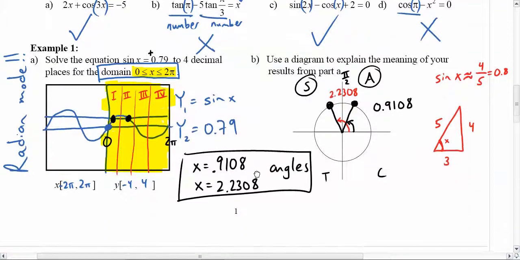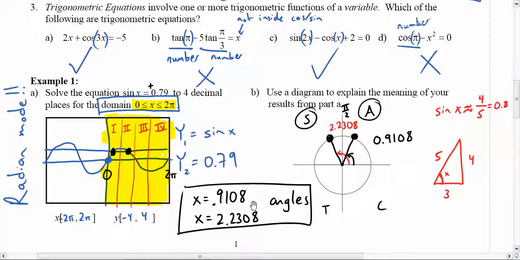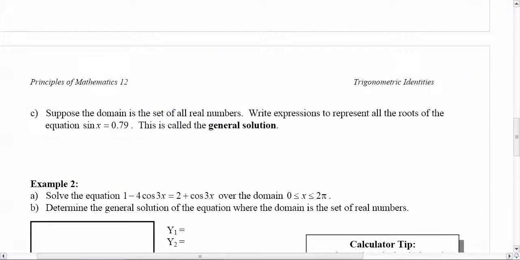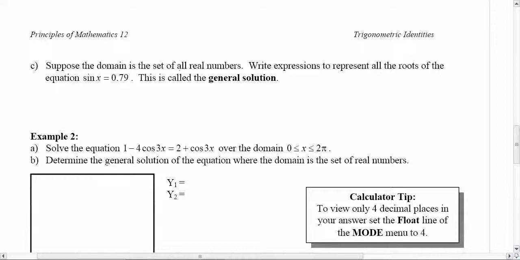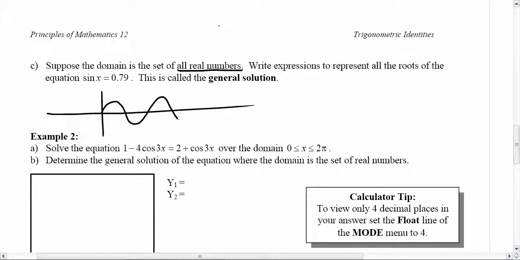So now on the back side, we want to know, what if we weren't looking at the domain from 0 to 2 pi? What if we're looking everywhere? Suppose that the domain is all the real numbers, which means we're looking at the whole graph of sine forever and ever. How many answers would there be? Infinity.